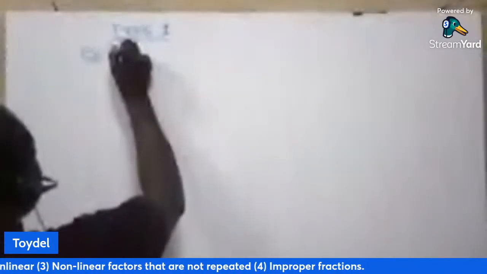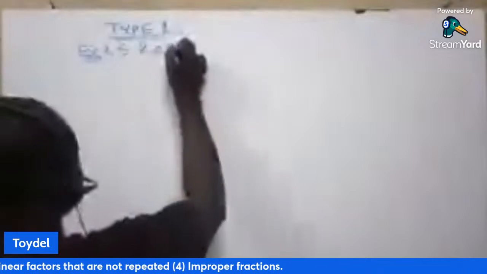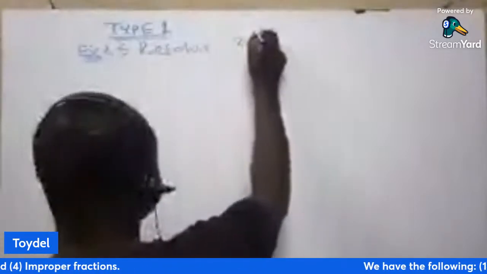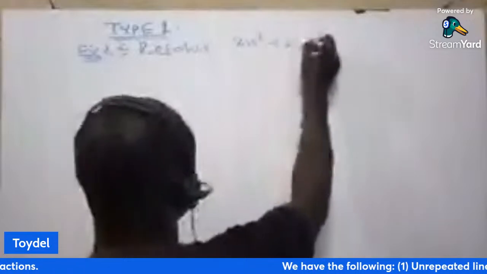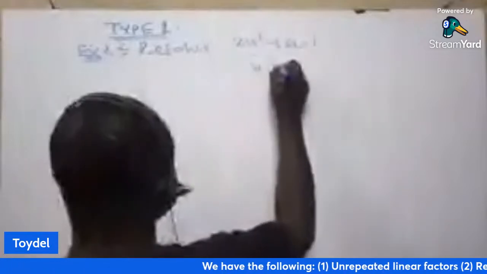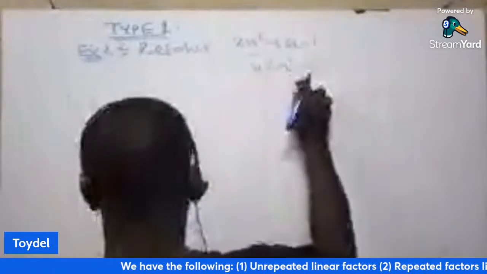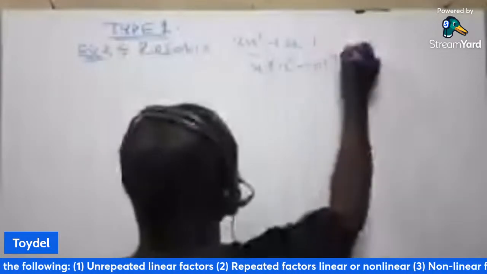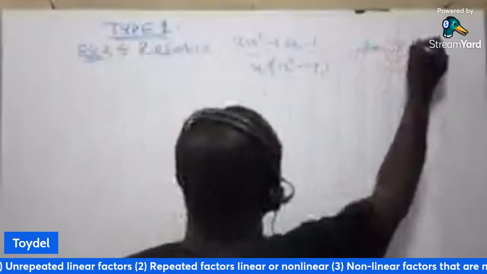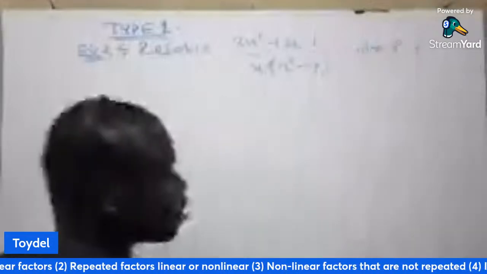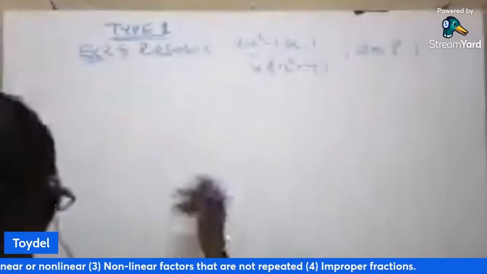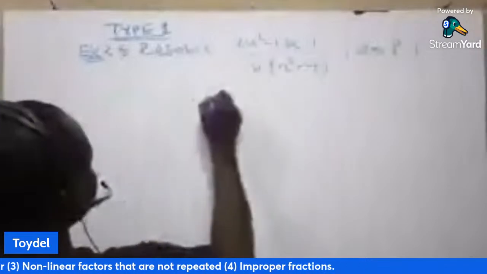Resolve (2x squared plus 3x minus 1) all over x into (x squared minus 4) into partial fraction. We have to resolve this into partial fraction. Solution: look at the degree of x.